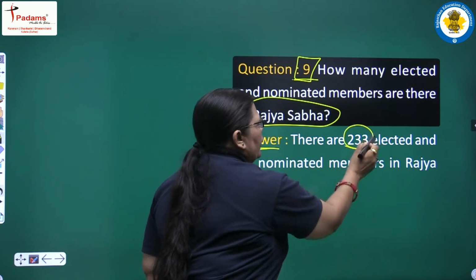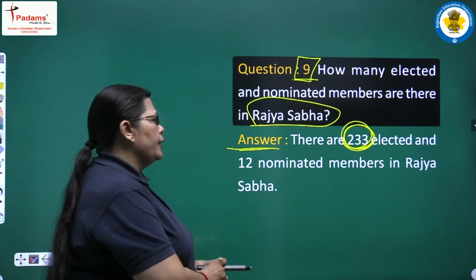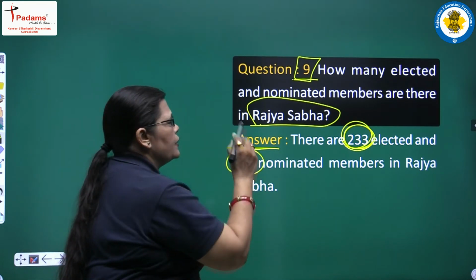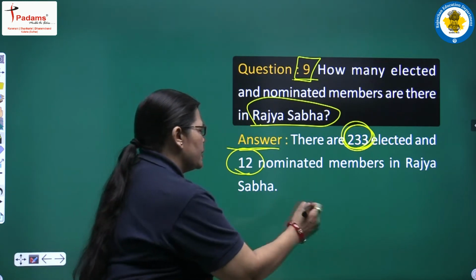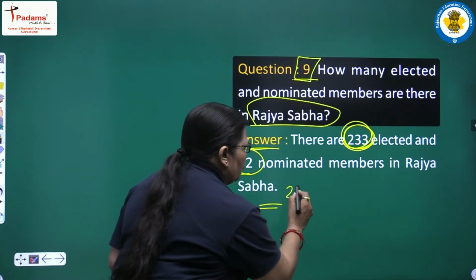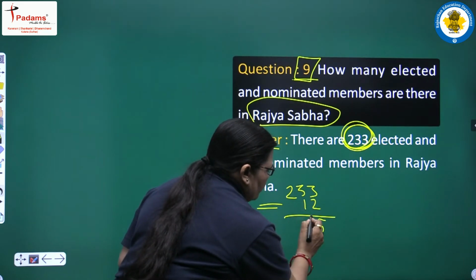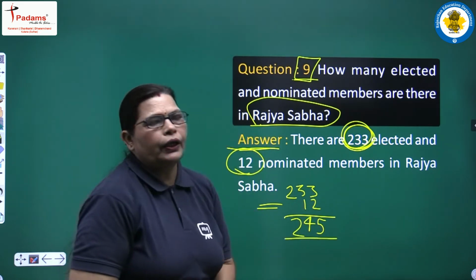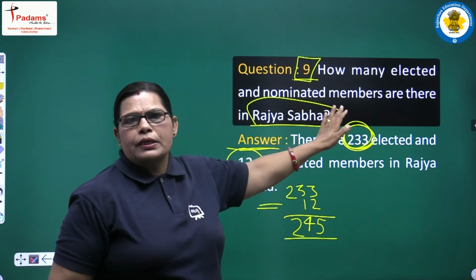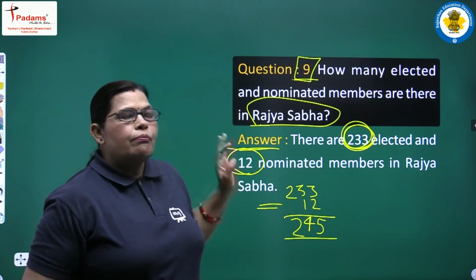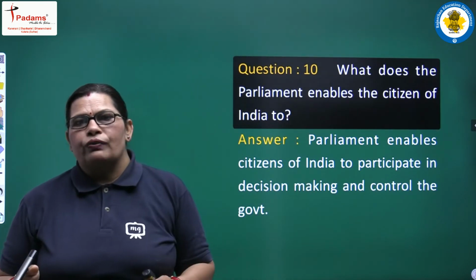There are 233 elected and 12 nominated members in Rajya Sabha. It means how many total members are there in Rajya Sabha at present? When we are adding 233 and 12, it becomes 245 members, and among them 233 elected members are there and 12 members are nominated. So, this one is the ratio of Rajya Sabha.